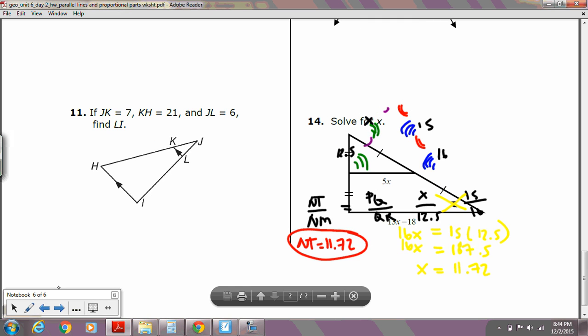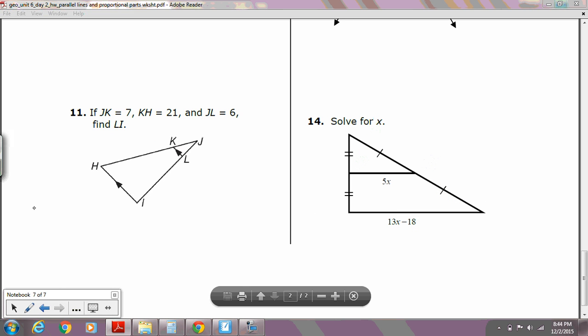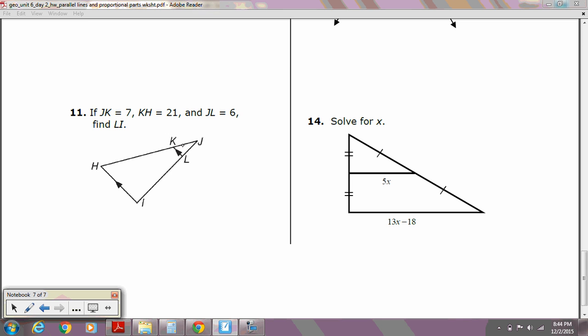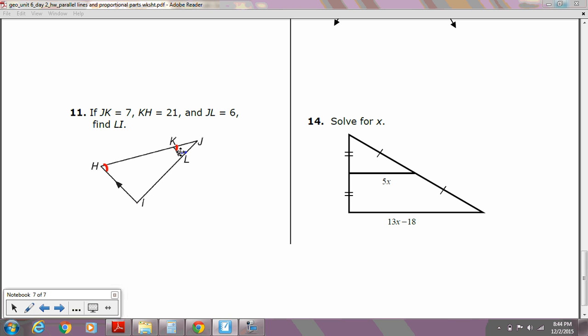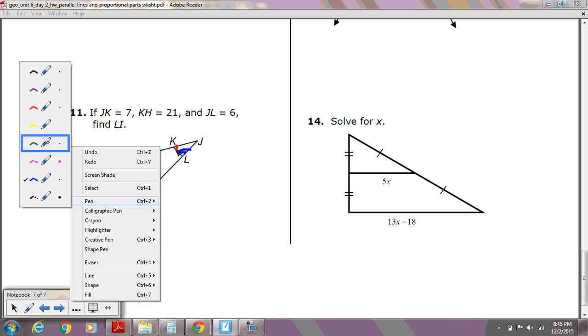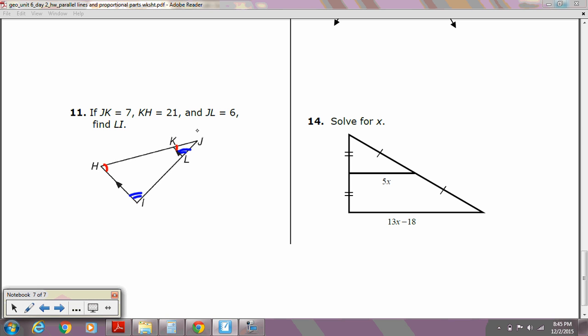And one more, number 11. Number 11 shows you that HI is parallel with KL. So let's label the angle relationships. We have K right here with H. They correspond. L with I. And then it tells us some sides. JK right here is 7. KH is 21. JL is 6. And we're looking for LI, so we'll call it x.